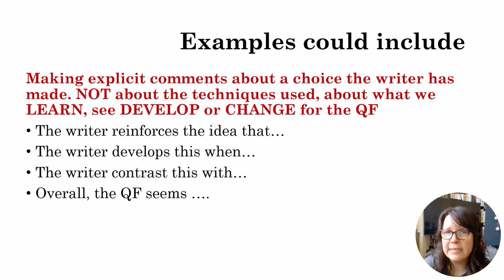So how would you be setting this up? You could be saying things like the writer reinforces, develops, continues. The writer contrasts this. Overall, the question focus, so Steve seems. You're making explicit choices about the comments about what the writer has chosen to do, not comments about the language in the particular evidence that you've used, but how the evidence develops what we learn about the character or the situation or the relationship or the event. So how does it develop? How does it change over that short passage?